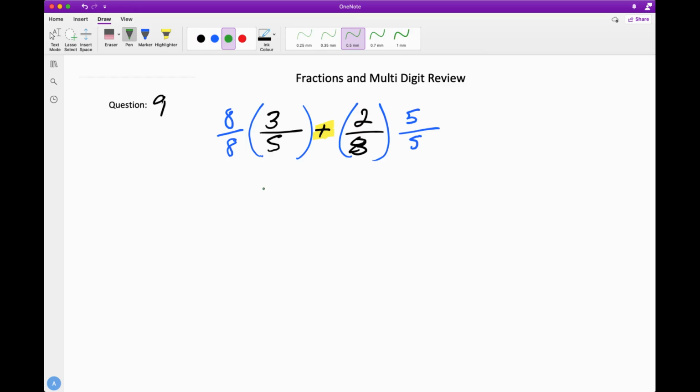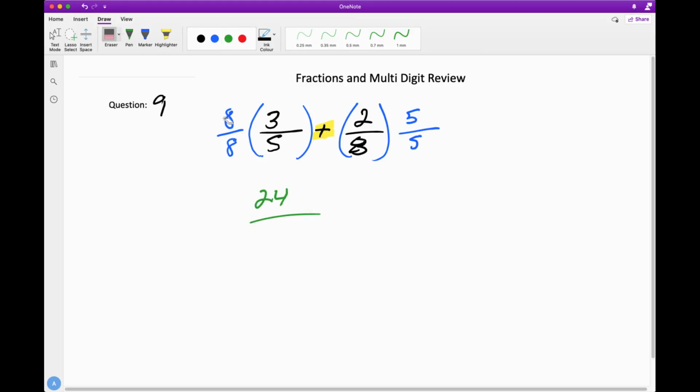Well, 3 times 8 is 24. So now we have 24 over 40 plus 2 times 5 is going to give me 10 over 40. And now that we have the exact same denominator, we can go ahead and combine our numerators. So in this case, we will have 24 plus 10 over 40.